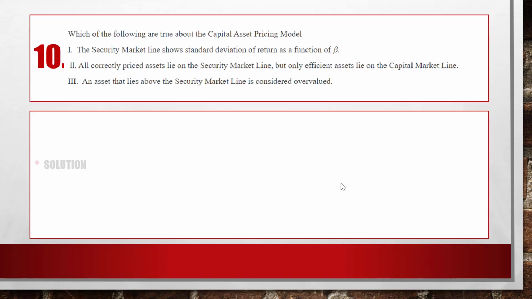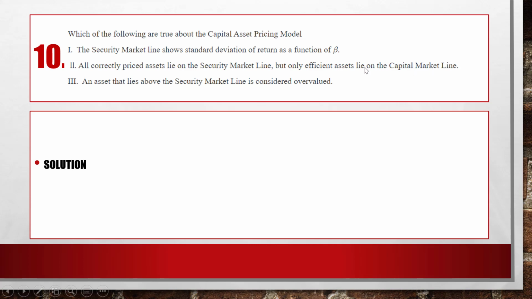Now let's look at problem number 10. Which of the following are true about the capital assets pricing model? 1. The security market line shows the expected return as a function of beta. This is false because the security market line shows the expected return as a function of beta, not the deviation. So 1 is false. The second statement, all correctly priced assets lie on the security market line, but only efficient assets lie on the capital market line.